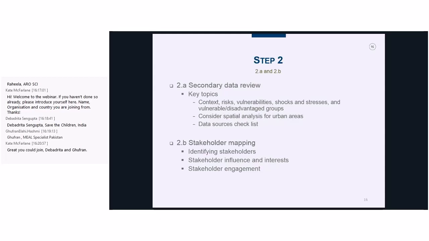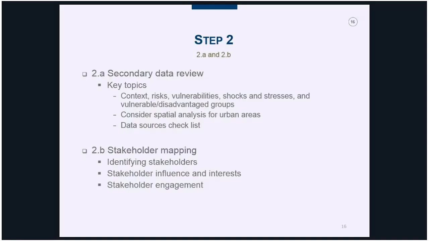The first thing that we recommend is to do a secondary data review. So there's again a lot of guidance from existing tools in terms of doing a secondary literature review or data review. So we've highlighted those. And also we've given key topics that, as a starting point, if you're not sure on the topics that you want to cover, this is a generic outline that you can go for.